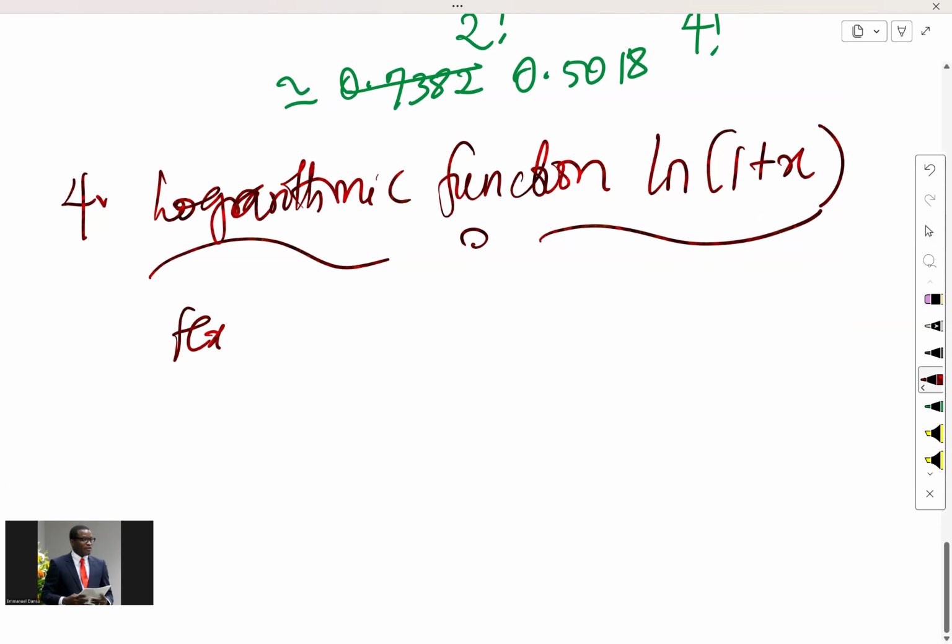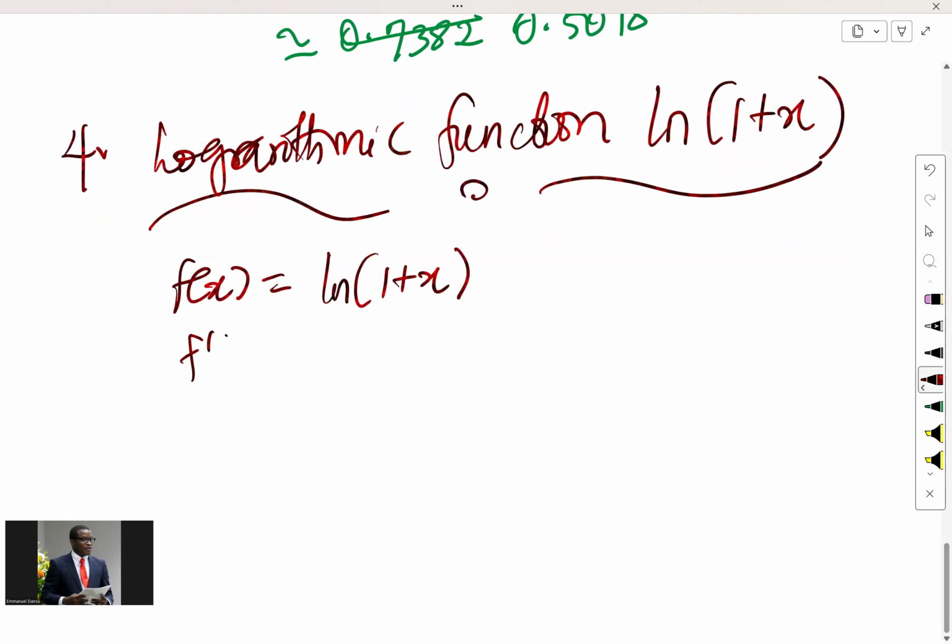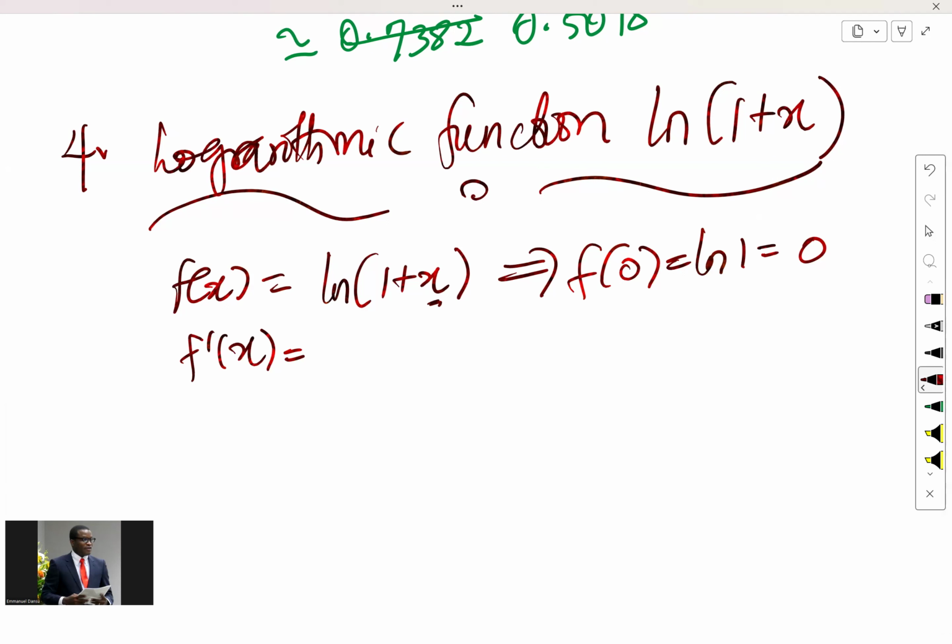So here, you have f of x. Let's take it that we are expanding it. We are doing the Taylor series, the Maclaurin series, actually. So f of x is ln 1 plus x. So f of 0 is actually ln 1, because x is 0 now, and ln 1 is 0. The log of 1 to any base is actually 0, because anything raised to power 0 is 1. So that's the connection.